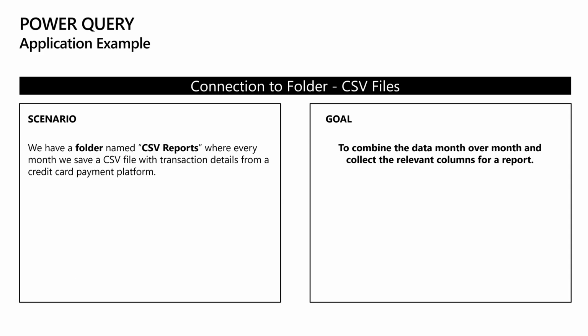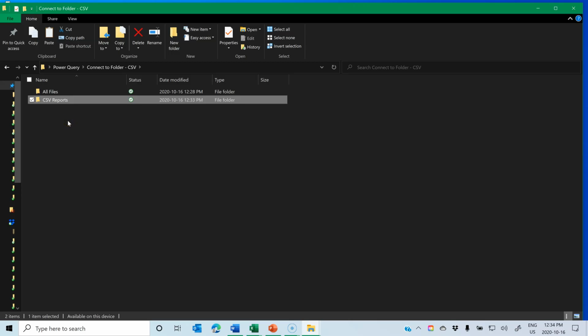In the first example, we have a folder named CSV Reports, where every month we save a new CSV file with transaction details coming from a credit card payment platform. The goal is to combine that data month over month and collect the relevant columns for a report. So this is our situation.